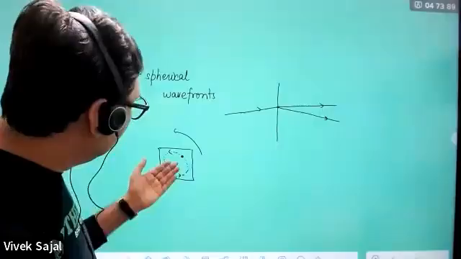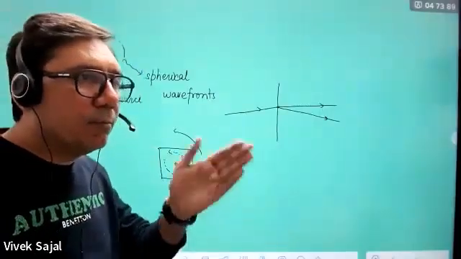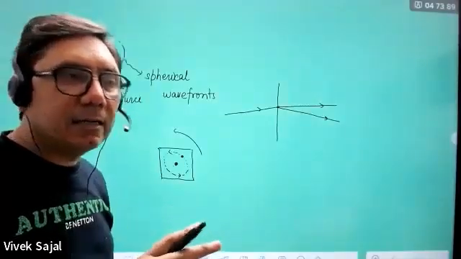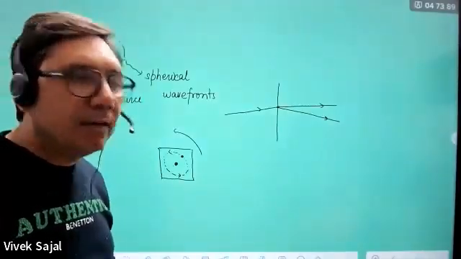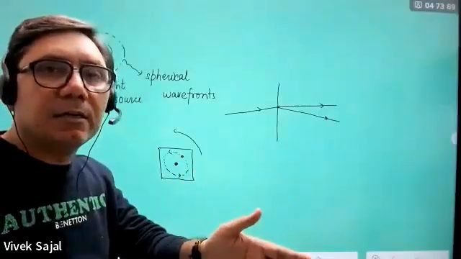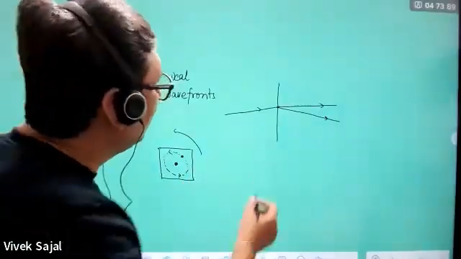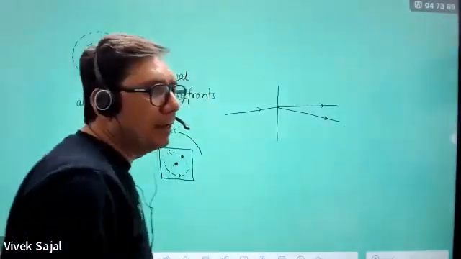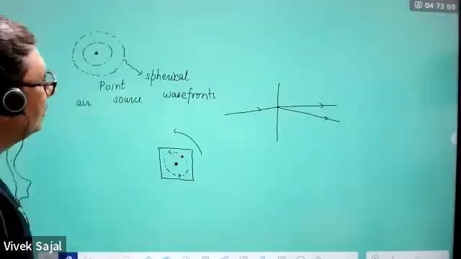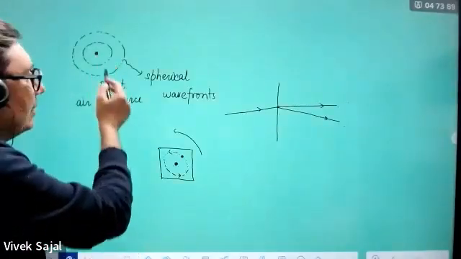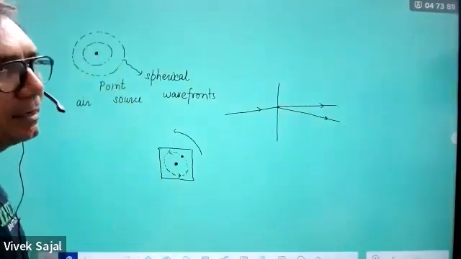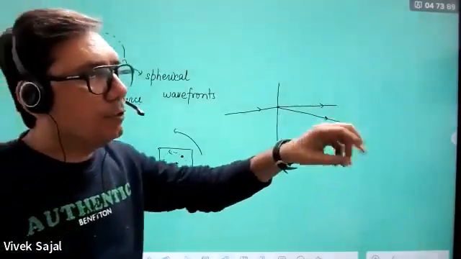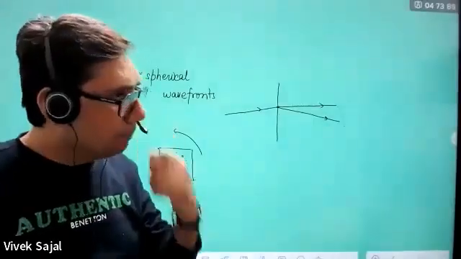So basically from a point source, you are getting two types of light. One is ordinary light, another is extraordinary light, when light enters a doubly refracting medium. So one will be the E ray, another will be the O ray. So what will happen if you have a point source not in air but in a doubly refracting medium?